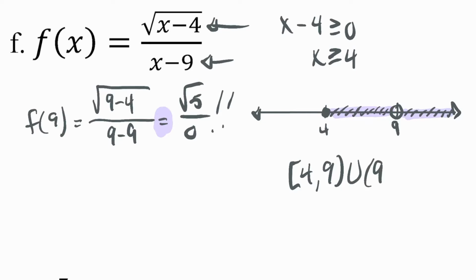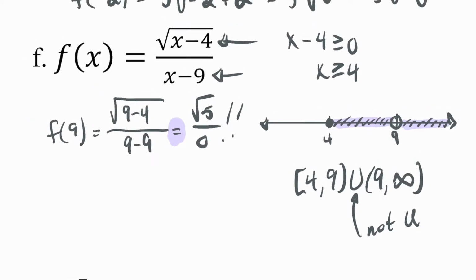9 to infinity. And I'll observe that this is not the letter U. So not U, it's the union symbol. It's sometimes called the cup symbol because it's like a cup with, say, no handle on it. Anyway, that's the domain for that function. So this is a little bit harder because there's 2 things we had to look out for. We had to look out for division by 0, and we had to look out for a negative radicand in this case.